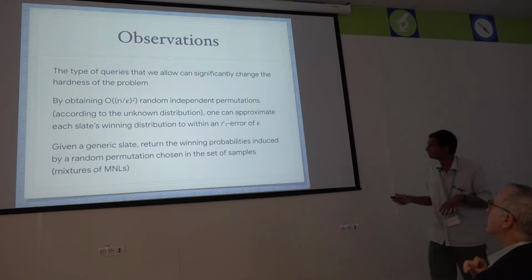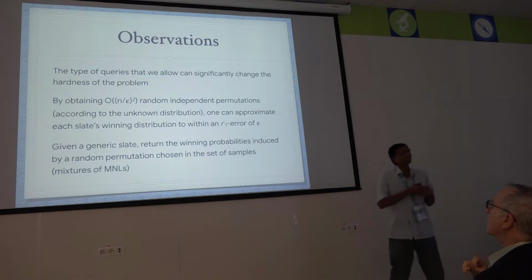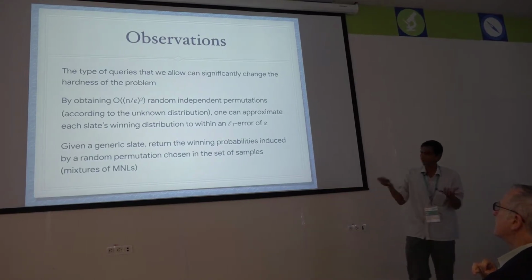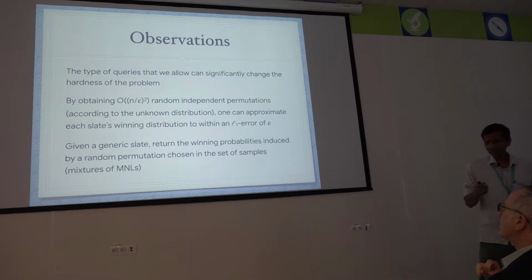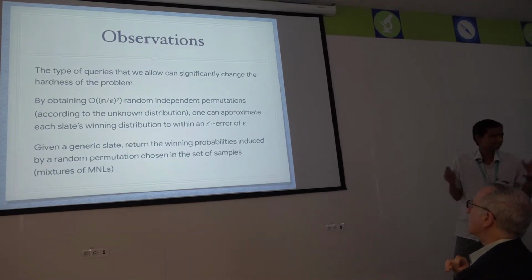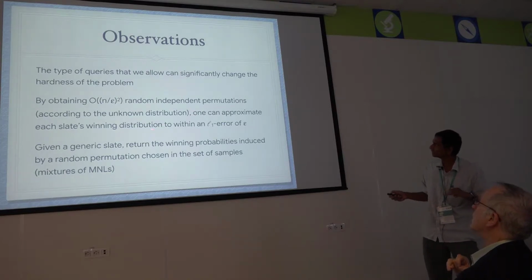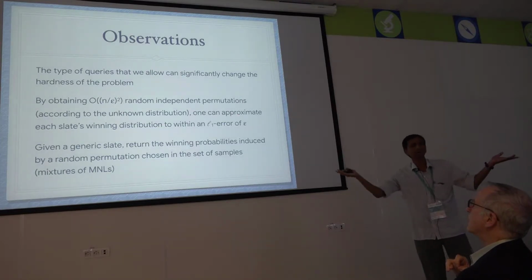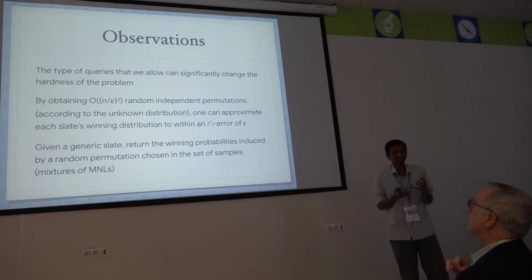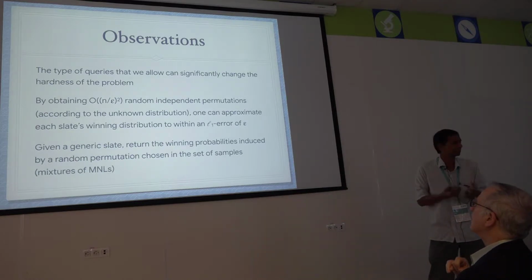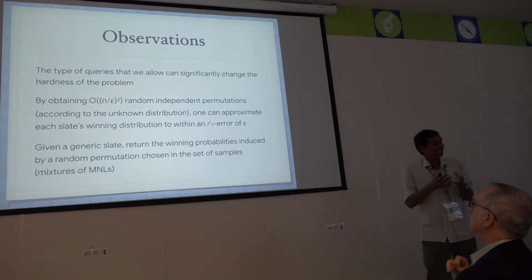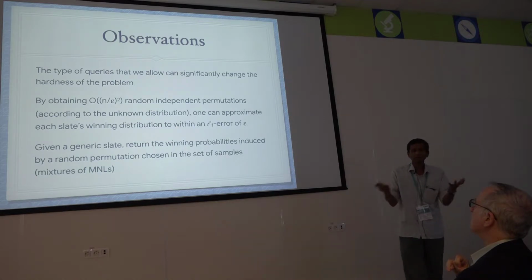So the first simple observation is that even though the distribution is arbitrary and it's over some unknown support, there is always what we can call a core set of a small number of random independent permutations that can be used to approximate arbitrary distributions. So that's actually an interesting fact. You can show that using some simple tail bounds, but there is a polynomial number, in fact quadratically many, random permutations that can approximate the winning distribution on every slate really well.